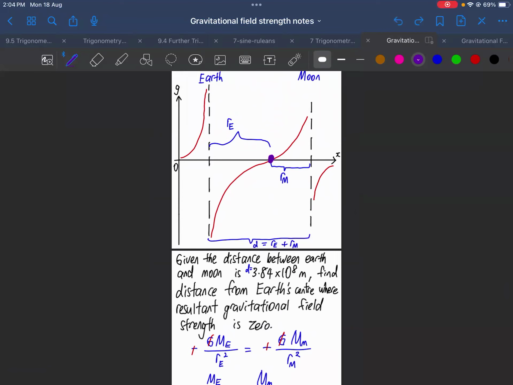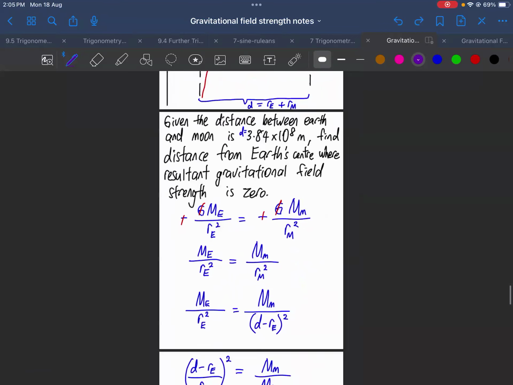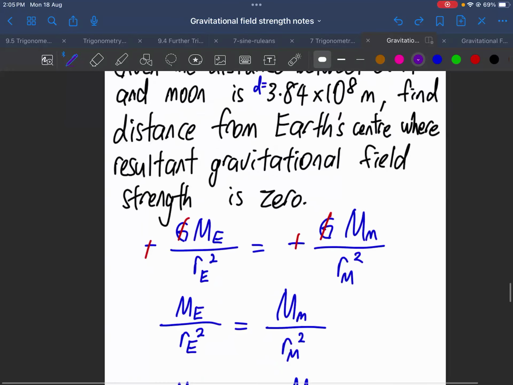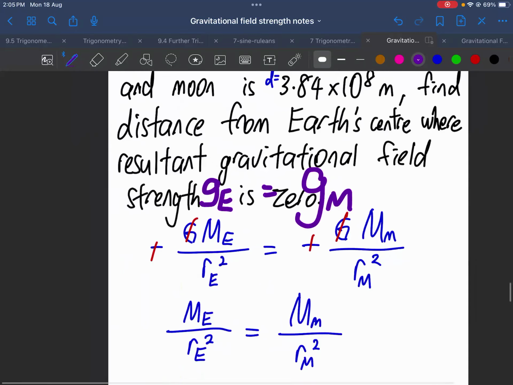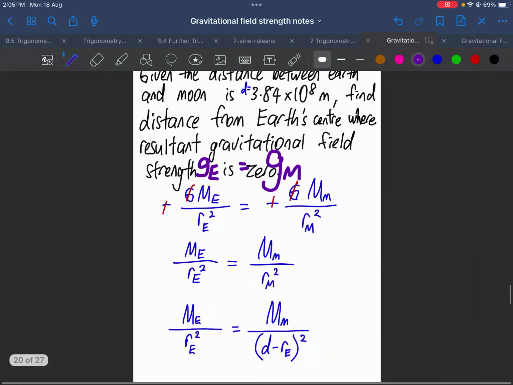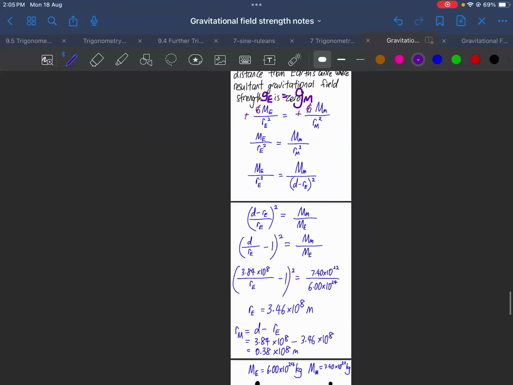So is there a method for us to find out the distance from the Earth center where the resultant gravitational field strength is 0? That means at the point where your resultant gravitational field is 0, the gravitational field strength due to the Earth is exactly equal to the gravitational field strength due to the moon. That is why these two gravitational field strengths will cancel each other. And then there are some calculations here. You can quickly have a look.